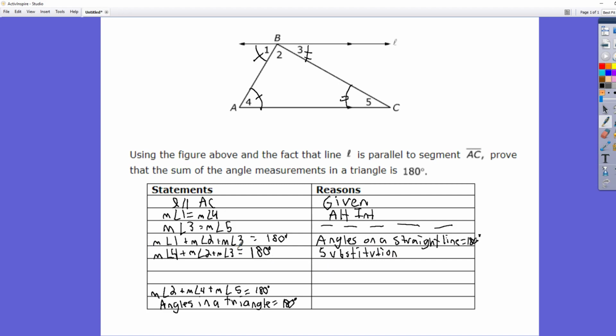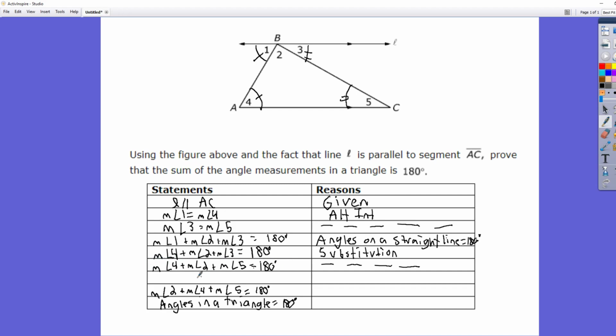Similarly, I know angle 3 and angle 5 are the same because we proved that earlier. So I'm going to substitute angle 3 with angle 5. And same reason, substitution. Well, what do you know?